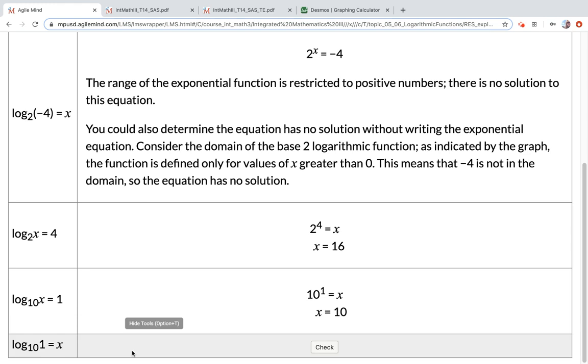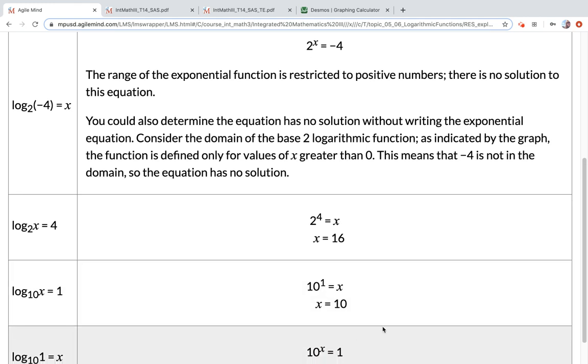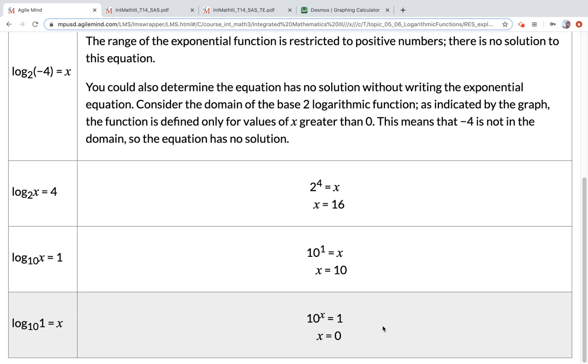Ooh, and I can't quite get to that one, so I'm going to hit the button there. There we go. So I have a base of 10, an exponent of x, and it equals 1. So 10 to the x power equals 1. Well, anything to the 0 power equals 1. So x equals 0.